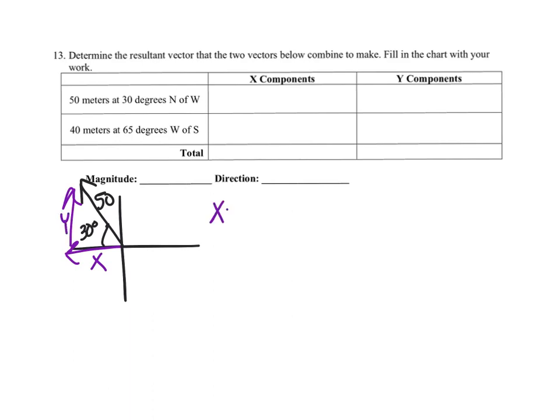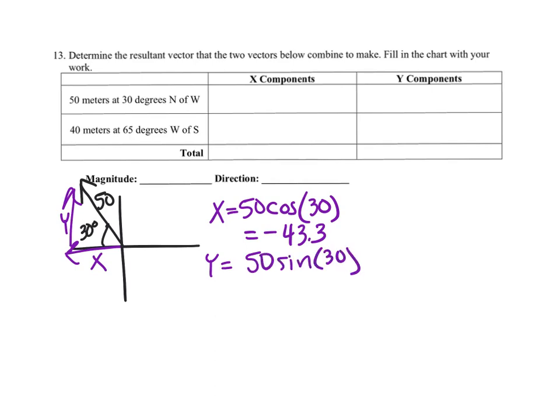So since X is adjacent, we're going to use cosine. So it would be 50 cosine 30. That's going to equal 43.3, and we're going to make it negative since it's going west. For the Y, it's going to be 50 sine 30, and that's going to equal 25, and we're going to leave it positive since it's going north. So this will plug into our chart.